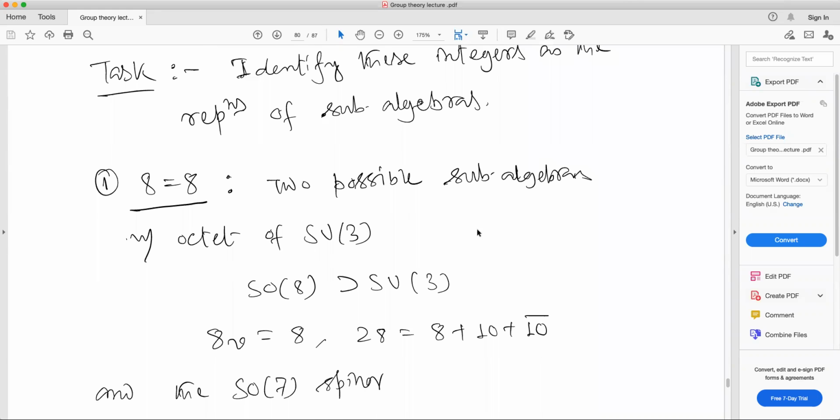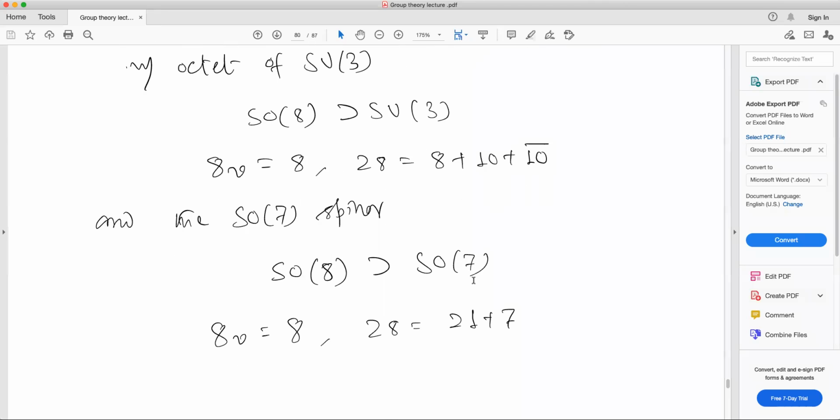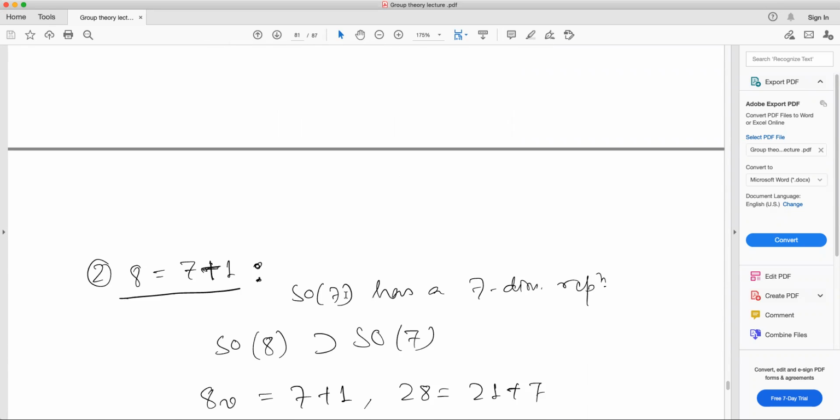Let's start with 8 equal to 8. So the 2 possible subalgebras are there. 8 is known as the adjoint of SU3, which is the octet. Okay. So SO8 contains your SU3. Then 8V equal to 8, so 28 would be 8 plus 10 plus 10 bar. Right. Now you can see that the adjoint of SO8 contains the adjoint of SU3. So this is the correct embedding. And for the SO7 spinor also, there is a representation 8. 8V equal to 8, but the 28 is 21 plus 7. Right. So that's why SO7 also can be contained in the SO8.